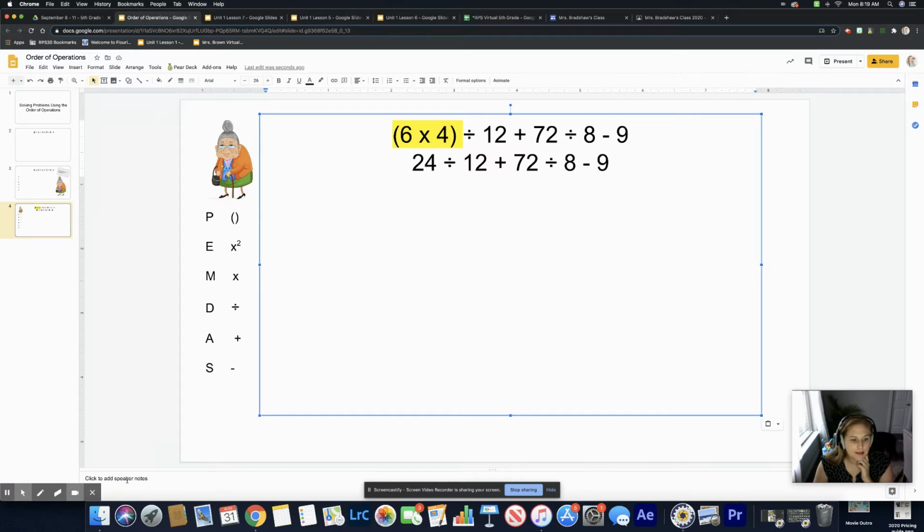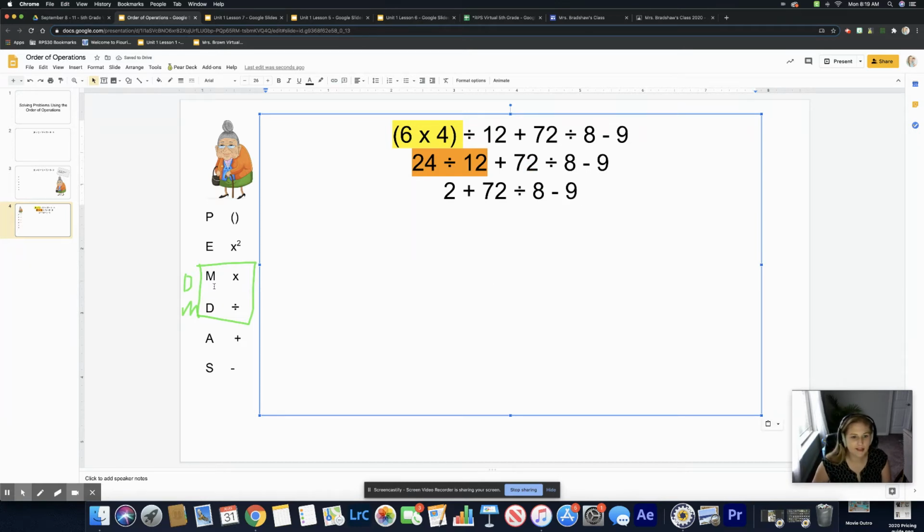So the next thing I'm going to do is multiply or divide. Remember, that can be done multiplication or division and multiplication, so whichever one comes first. And I see that I have division first. So I am going to solve 24 divided by 12. Well, 24 divided by 12 is 2. And then I'm going to rewrite the rest of my problem. And I rewrite so I don't forget anything.